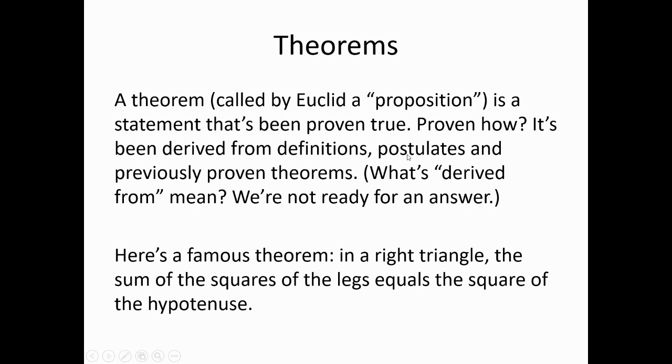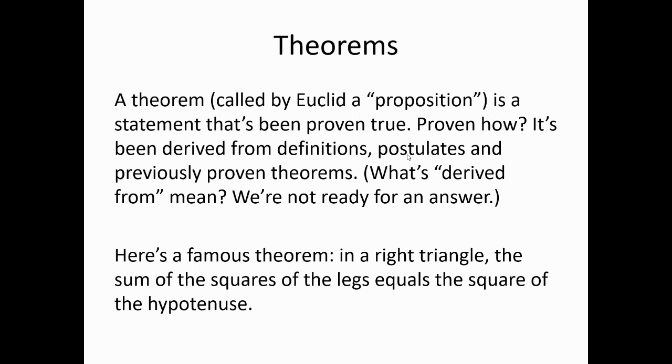Now, theorem. And this really is the most important of the three for us, at least if we judge by the amount of time that we'll spend on it in this class. A theorem, also called by Euclid a proposition, is a statement that's been proven true. Proven how? Well, that means that it's been derived from definitions, postulates, and previously proven theorems, if we have any of those. Now, of course, the obvious question at this point is, what does derived from mean? Well, we're not ready for an answer yet, but I think you'll have some rough sense of what it means.